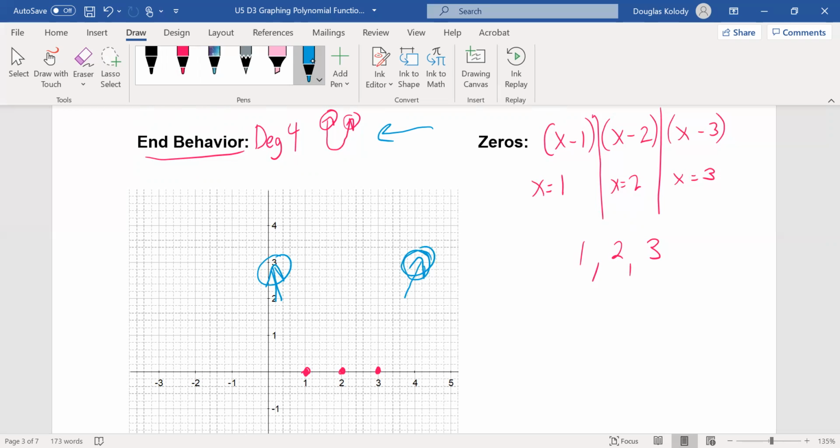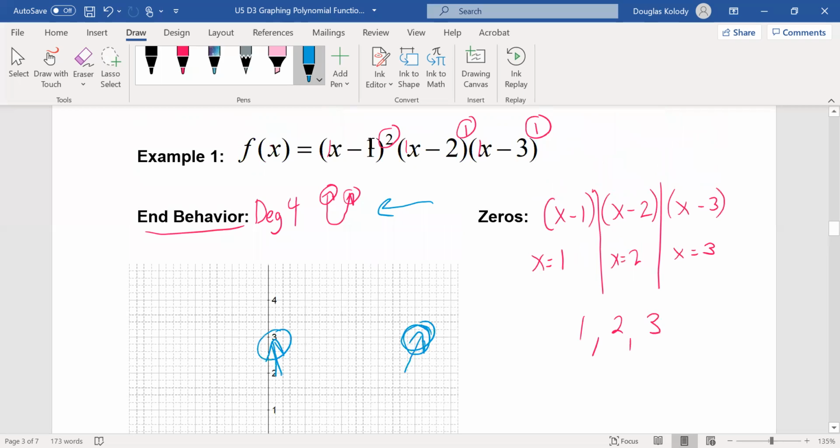I'm almost done here. This is where the exponents of the factors come into play. Notice I circled these numbers, but I kind of forgot them for a second. Let's remember them now. This is a 2 right here. This is a 1 right here and a 1 right here. This is personally what I do. Not every teacher does this. I'm going to attach those exponents to each of these roots.